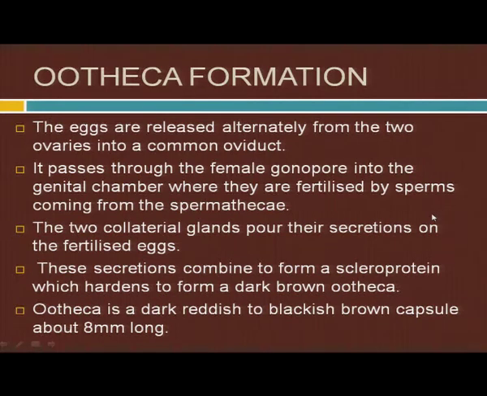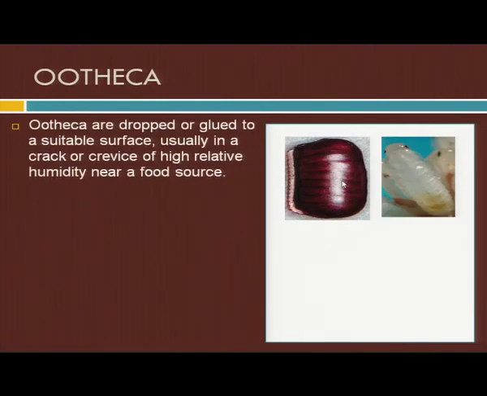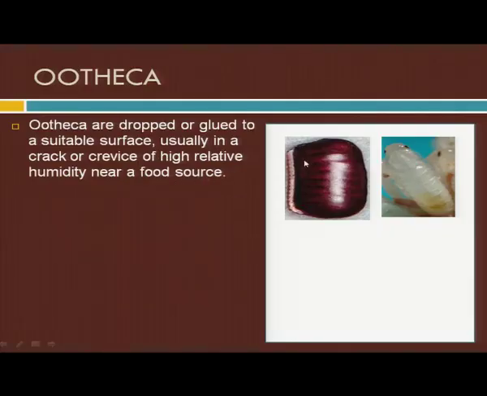Ootheca is a dark reddish to blackish brown capsule which is about 8 millimeter long. Here you can see ootheca, and these ootheca are dropped or glued to a suitable surface, usually in a crack or crevice of high relative humidity near a food source. I told you that cockroaches show a great parenting capacity, because of which they will drop this ootheca into a place which is suitable for the eggs to hatch out, and they also have an abundant food source nearby.